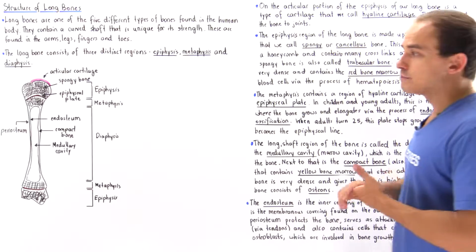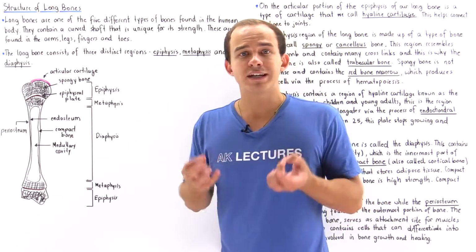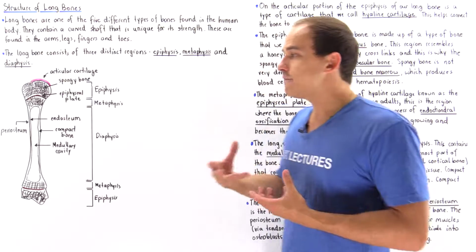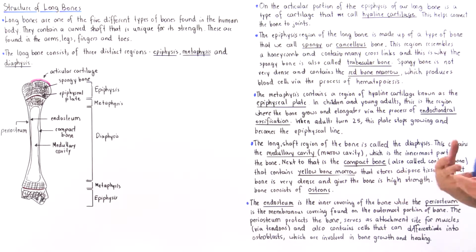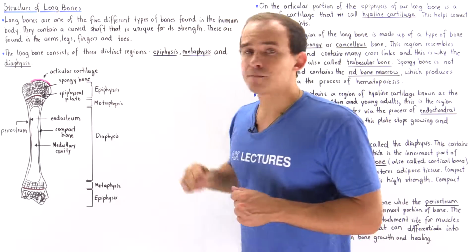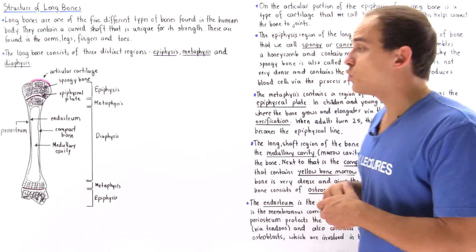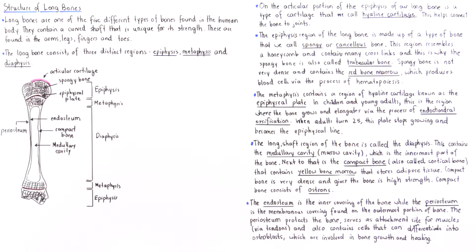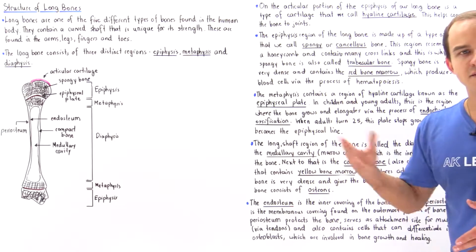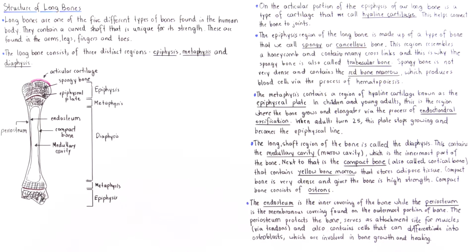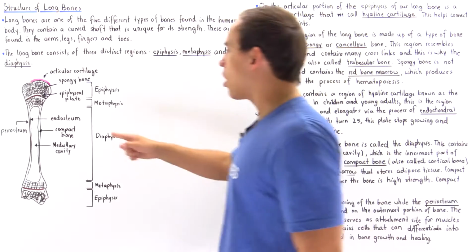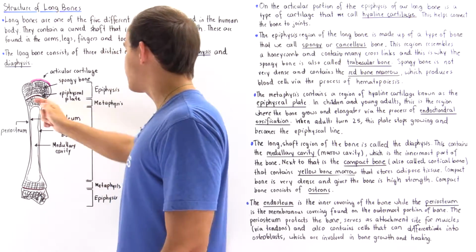Now, this compact bone also is responsible for giving our bone strength, for giving our bone tensile strength as well as our compressive strength. And it's our compact bone that consists of the individual units known as osteons that we spoke about previously. So the long shaft region of the bone is called our diaphysis. This contains our medullary cavity, also known as the marrow cavity, which is the innermost part of the bone. This is this section here.